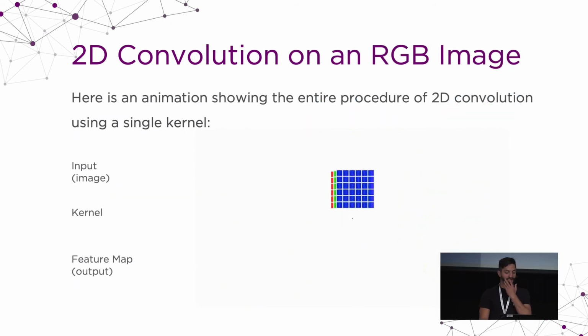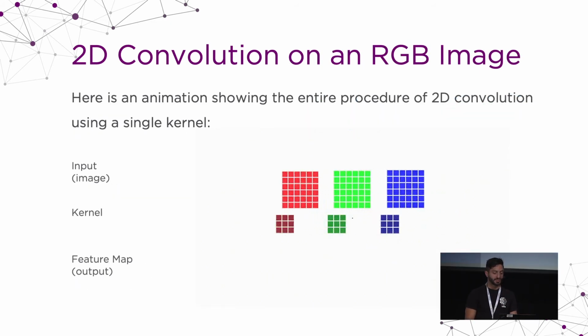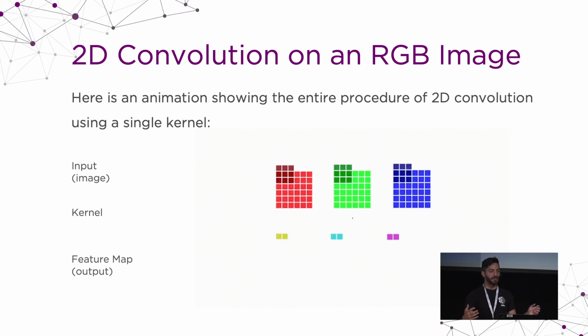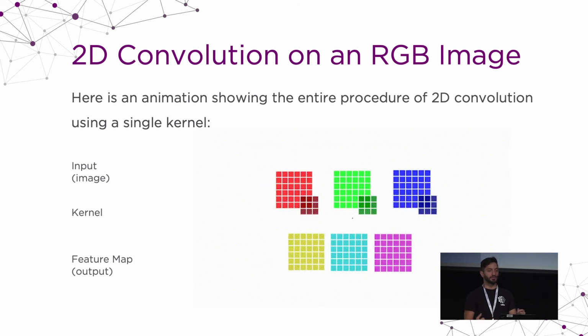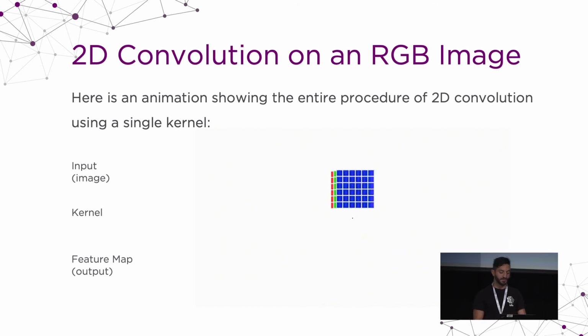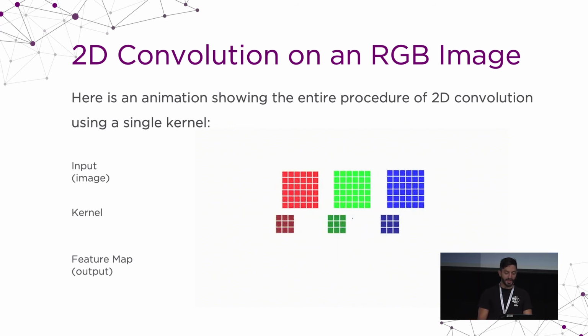So let's look at an animation that shows the entire procedure. We have our RGB channels, and we split them up. Now we perform our convolution. Again, this convolution is done for each feature map. So in a sense, the network has to learn for each feature map what to focus on. And then we sum them together.